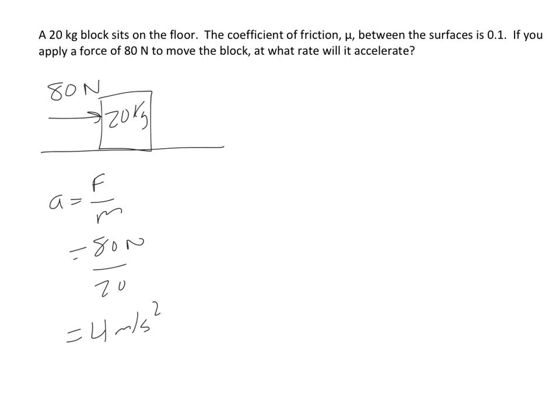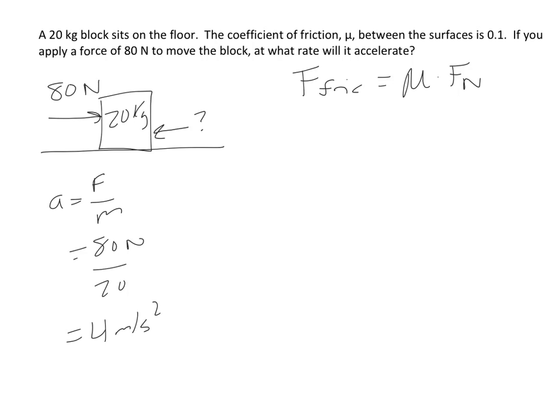So that's if there were no friction. However, there is friction on this floor, and the friction is going to act against the direction of motion, but we don't know the value of that friction. So we have to use this equation, which says that the frictional force will equal mu, that's the coefficient of friction, times the normal force on the object.